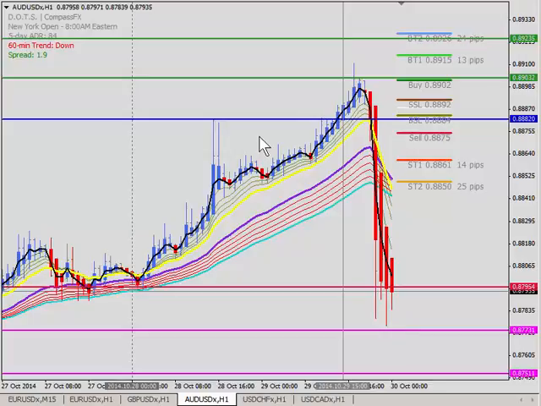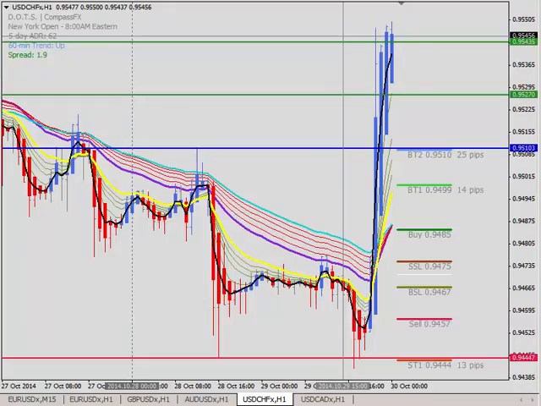So again, we take yesterday's range, take 25% of yesterday's range, add it above, subtract it below as a target. Take 50% of the range, add it above as your second target, and subtract it from yesterday's low as your second low target.